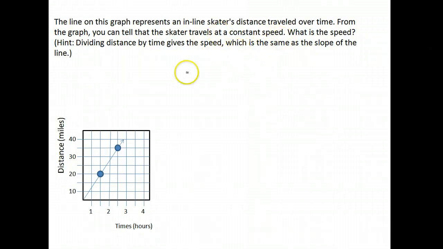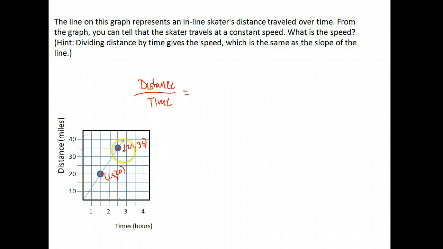Okay, we want to find his speed. So we want to take distance divided by time. Okay, now we want the change in distance here. So notice they gave us 2 points here. They gave us the point, this is between 2 and 3, so it's 2.5. And the distance is 35. This one is between 1 and 2. It's at 1.5 and 20. Those are our 2 points.